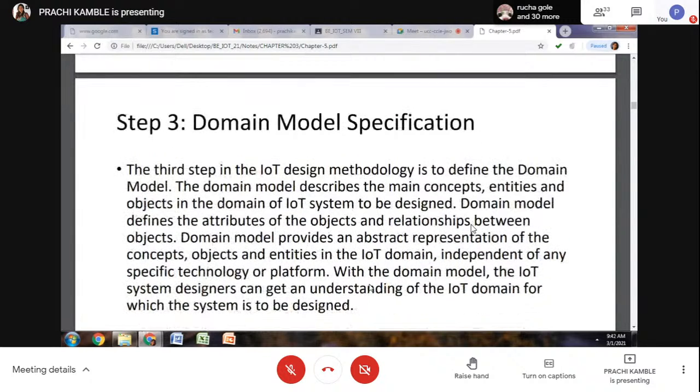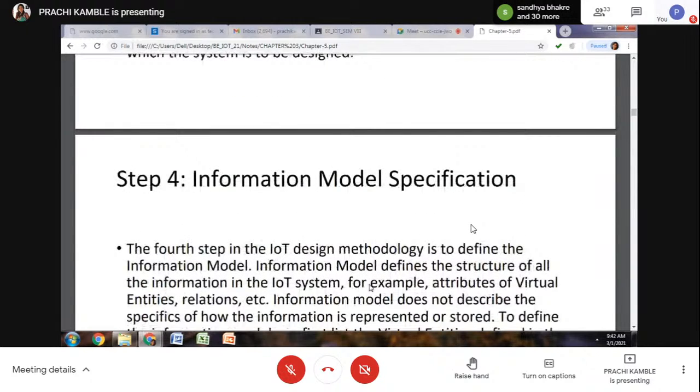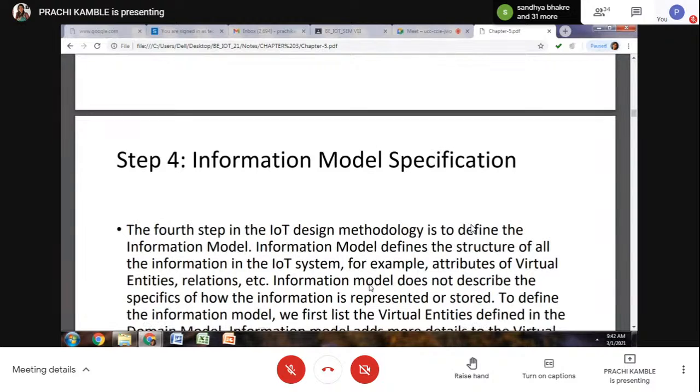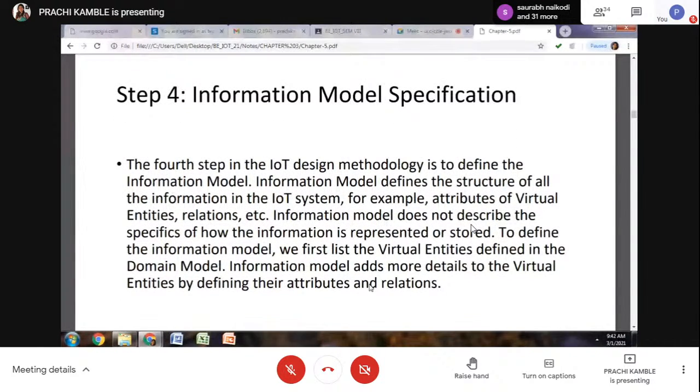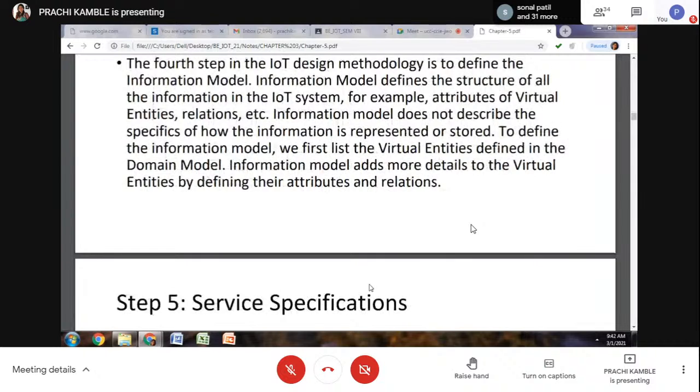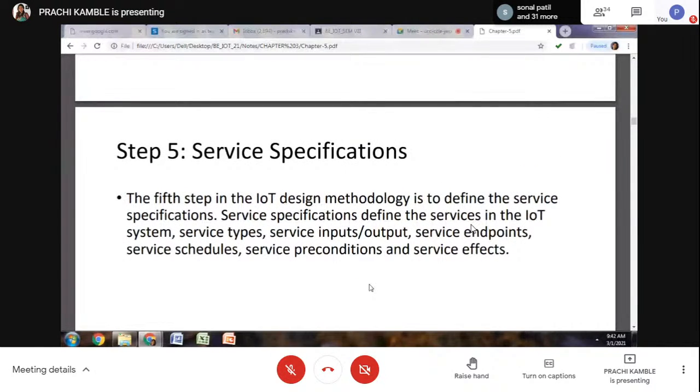Then there is a domain model specification. Once domain model specification is done, then you have to go to the information model specification, which talks about the virtual entities and the relation between the virtual entities. Then there is a service specification. What are the services required, and all the service related specifications such as service endpoint, precondition, effects, scheduling. All these things are taken care of under step 5.